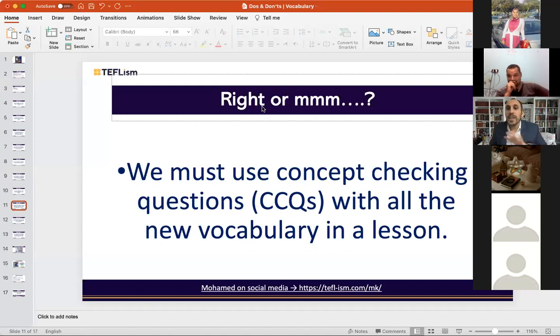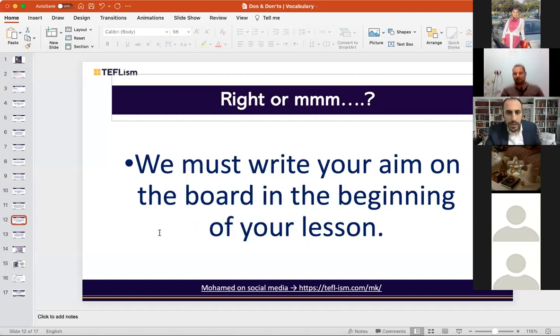Some teachers get fascinated with the idea of asking CCQs and ICQs, instruction checking questions, and CCQs, concept checking questions, and they overuse it in a way that makes the students feel patronized. So if it is a concrete item, it doesn't need CCQs because they can see it, they can touch it. Let's move on to another one.